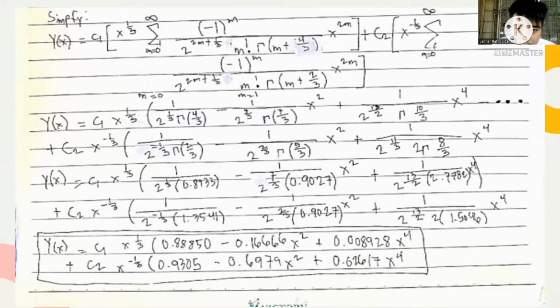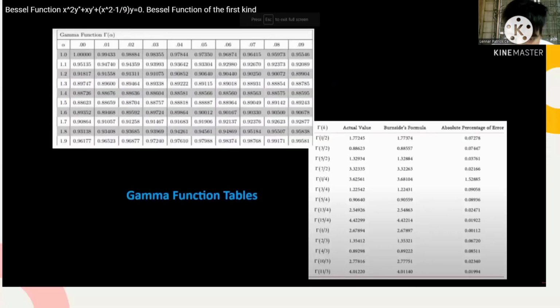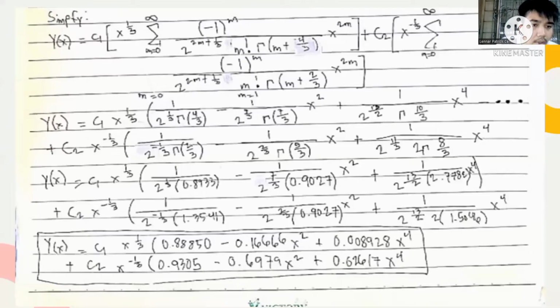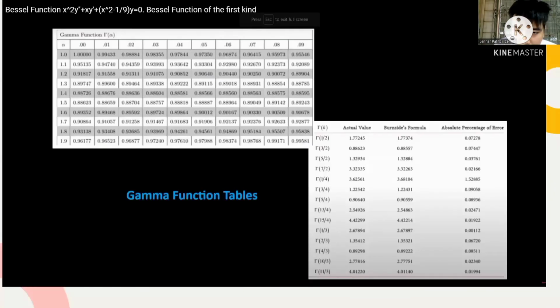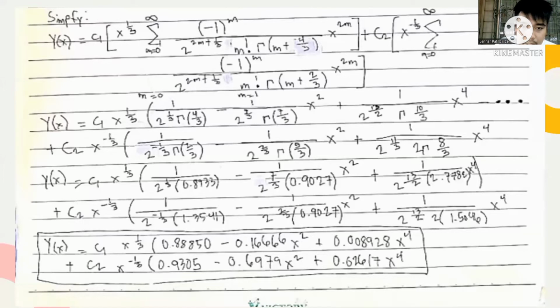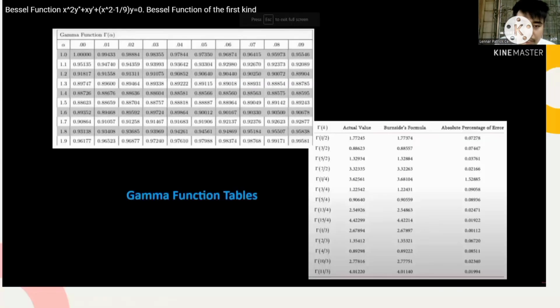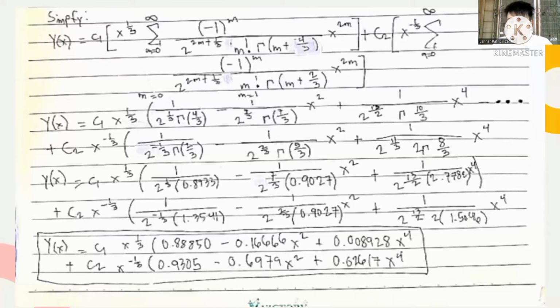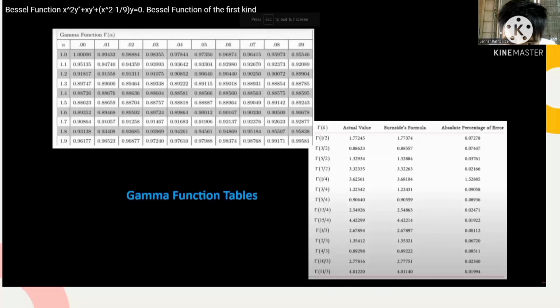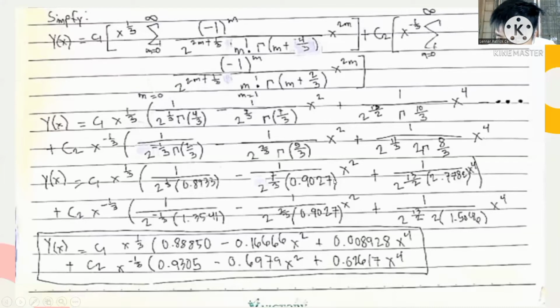Susunod na hanapin natin yung gamma 7 over 3. 7 over 3. Ayun, yung 0.90559. Ay, 5 over 3 pala yun, 5 over 3. Tapos, ang susunod na hanapin natin yung gamma 8 over 3.